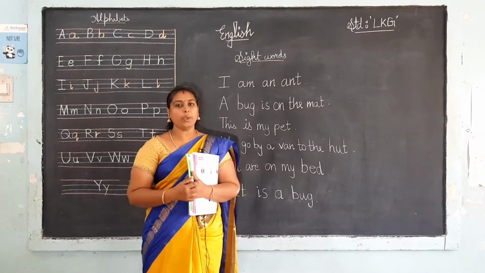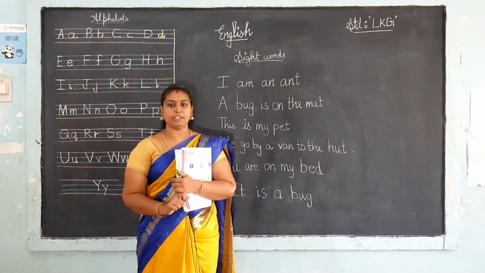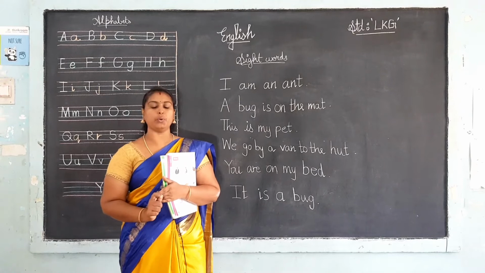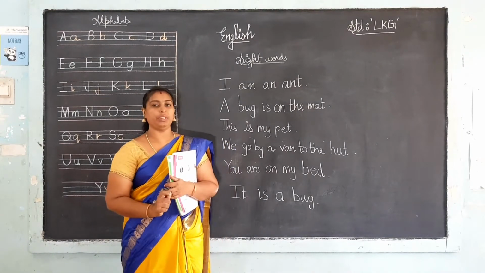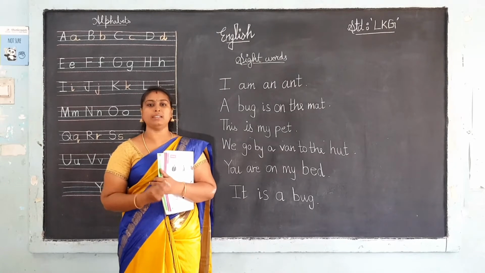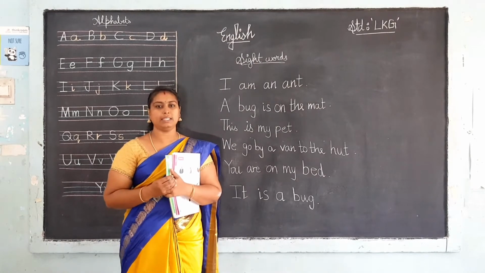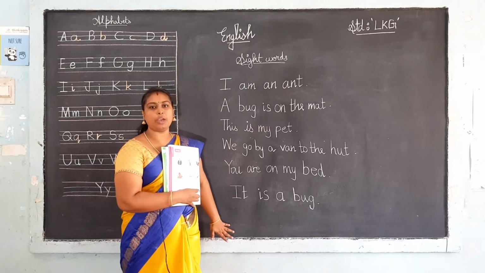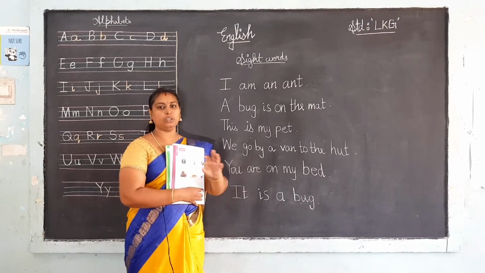Sentence. Already we have learned alphabets and their phonetic sounds, sight words, two letter words and three letter words. Now we are going to read sentences. Now we are going to learn how to read the sentence and how to make the sentence. Okay students, these are the sentences we are going to learn today. First we will see through our e-book.